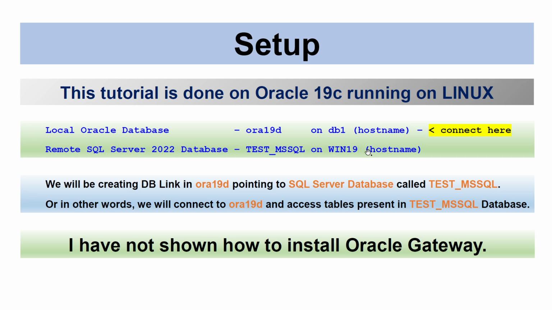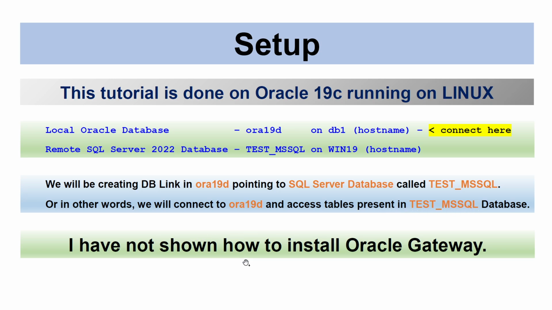is hosted on a Windows machine, and we will be accessing the tables present in this database from the Oracle database. So in other words, we will be creating a DB link in Aura19d pointing to the SQL Server database called test_MSSQL, and we will be connecting to Aura19d and accessing the tables from this database.